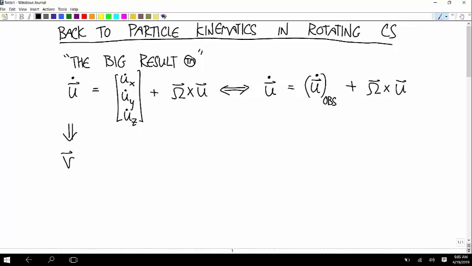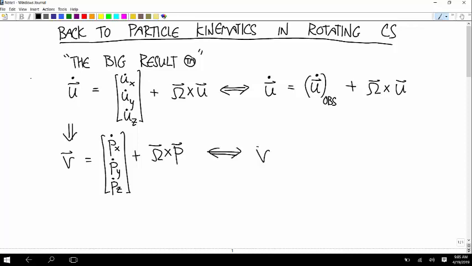So the velocity in a rotating coordinate system is equal to the time derivatives of the components of the position plus omega cross position vector. And you can also think of this this way: the velocity vector is equal to the observed velocity vector plus the stuff that someone living in a rotating coordinate system would not see, and that's this.